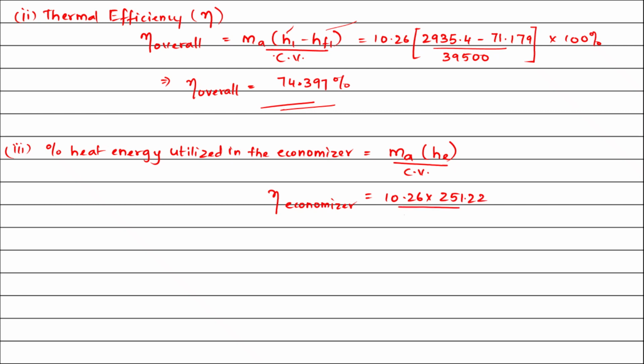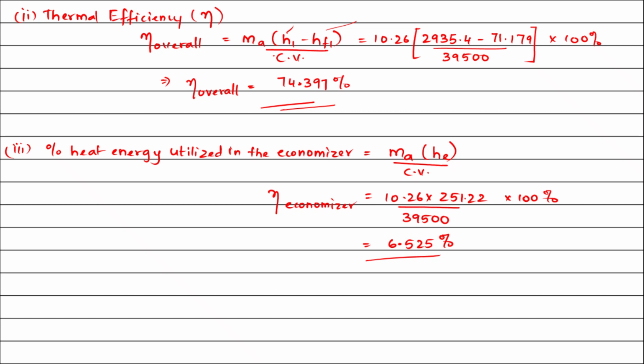So 251.22 upon the calorific value, which is 39500, multiplied by 100 to get it in percentage. When I do this, I should get a value of less than 10 percentage. I'm getting it as 6.525 percentage because of the use of the economizer.